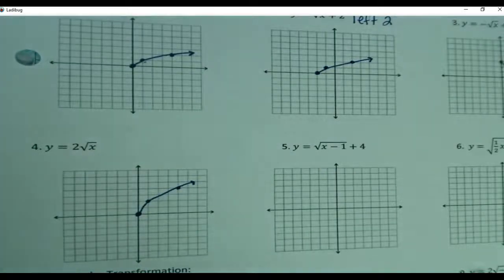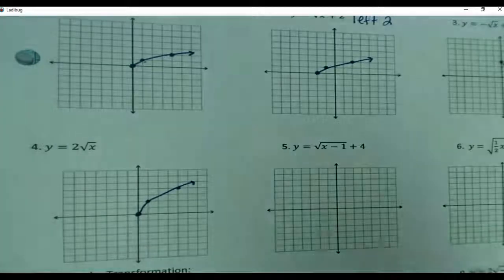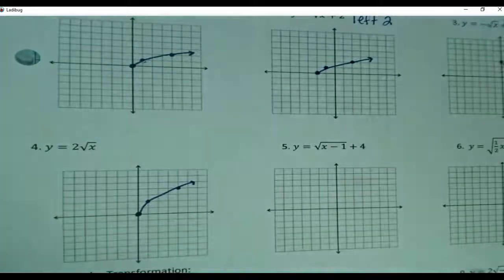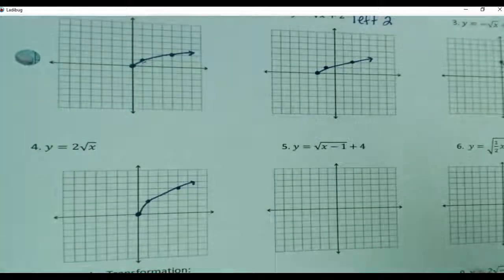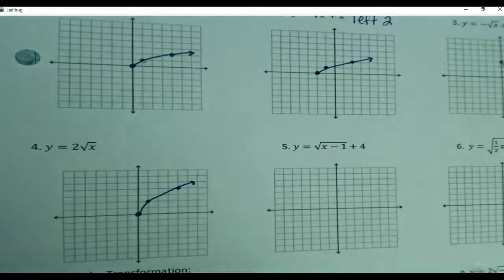Okay. So a stretch or a shrink, easiest way to do it is type it in the calculator. Just because they're a little bit different. But if you look at it, it's the same shape, but it just grew faster. So it was stretched vertically. That's what that's called. Questions?